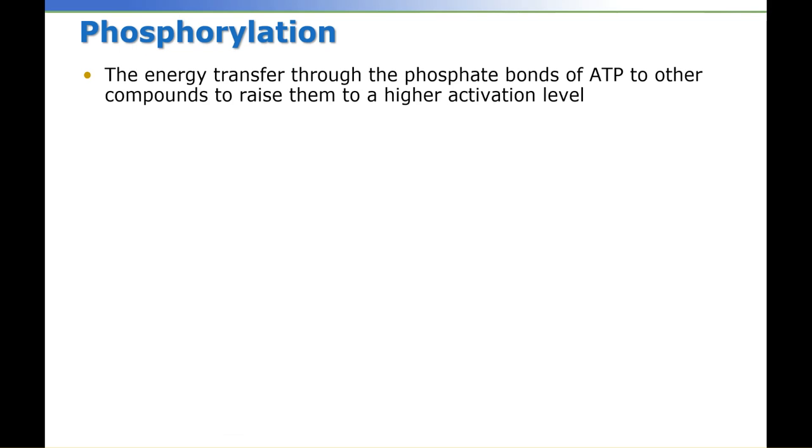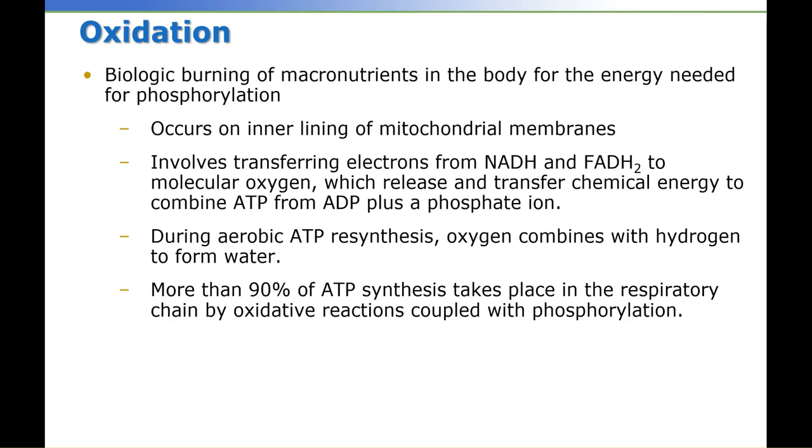Phosphorylation is the energy transfer through phosphate bonds of ATP to other compounds to raise them to a higher activation level. So the free phosphate is what causes the energy transfer to take place. Oxidation is the biological burning of macronutrients in the body for energy needed. Phosphorylation occurs in the inner lining of the mitochondrial membranes.